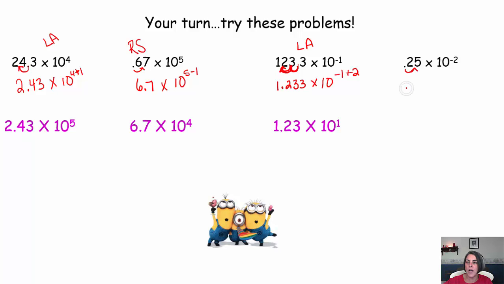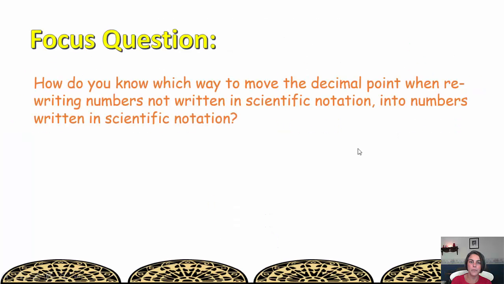Right here, I'm going to have to move to the right. So instead of 0.25, I need to make it 2.5 times 10 to the, well, if I had to move my decimal point 1 place to the right, right is subtract. LA, left add, which means right must be subtract. So it's going to be negative 2 minus 1, or 2.5 times 10 to the negative 3. Hopefully those worked out okay for you.